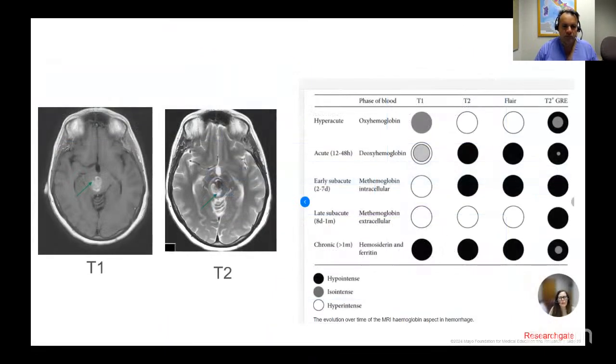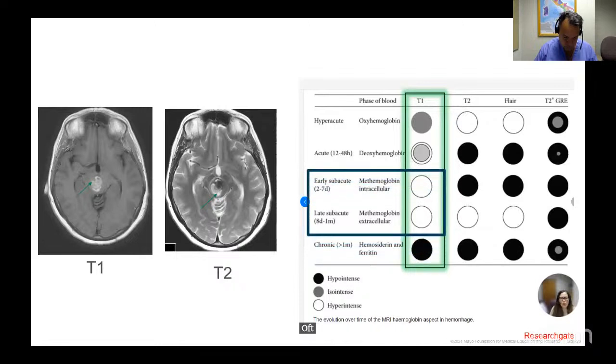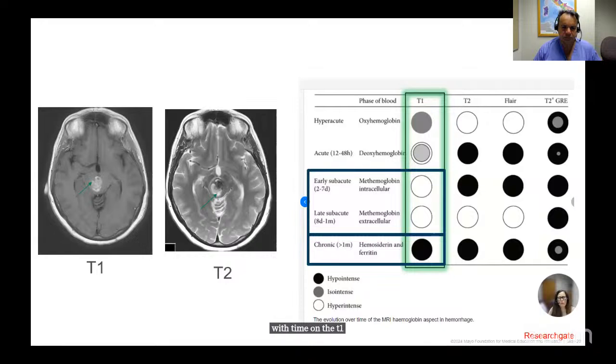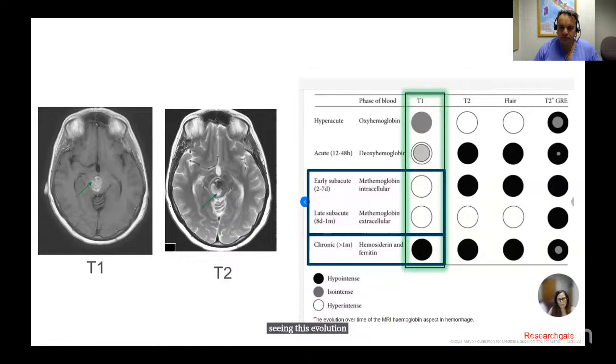Why 3 months? Well, blood tends to have a specific evolution over time on T1. Oftentimes we see the bright T1 or subacute blood when we see a patient that has had a new focal neurologic deficit or seizure. By 1 month, this should turn isodense or even dark with time on the T1 images. So we specifically wanted to look at a follow-up image that was at least 3 months after the initial to make sure that we were seeing this evolution of the hemorrhage.